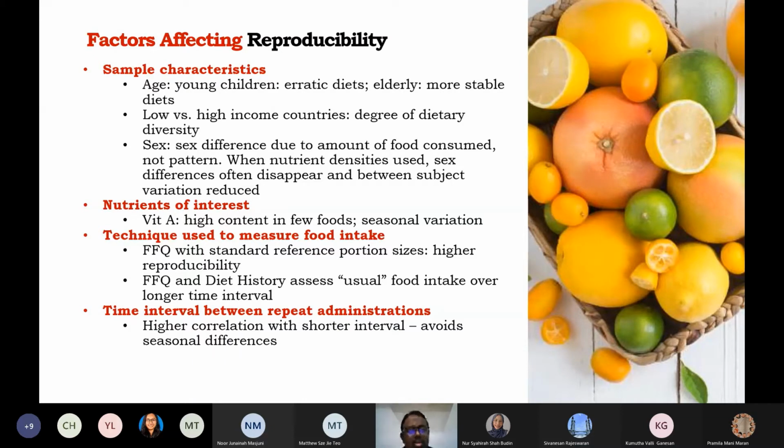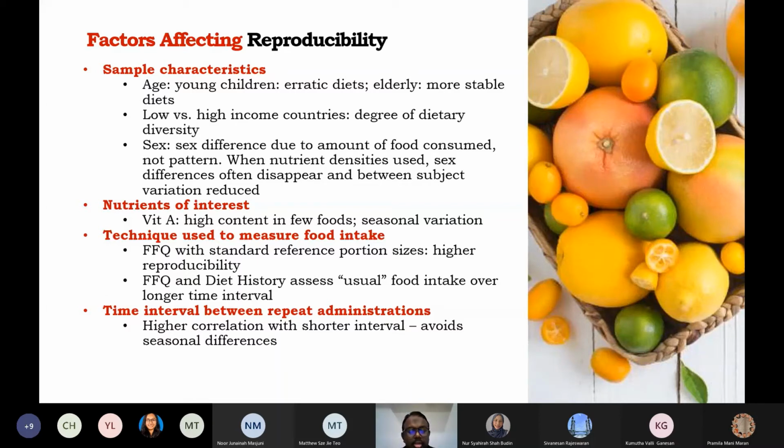Sample characteristic also depends on the socioeconomic status, low and high income countries. So the degree of dietary diversity might be different. For low income countries, you will have a lower degree of dietary diversity, meaning that you have only limited types of food to be consumed. In high income countries, you have more variety of food, so the degree of dietary diversity is higher. Sex might be different due to amount of food consumed, but not the pattern of the food.